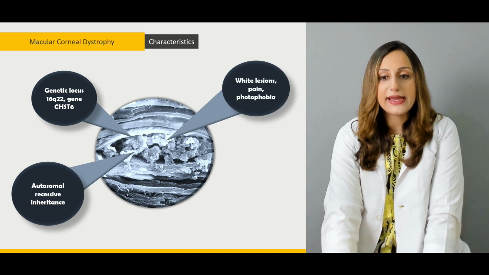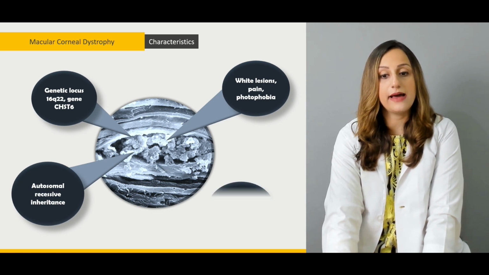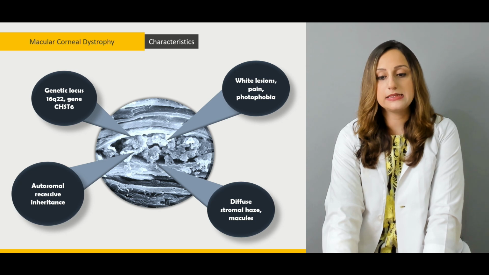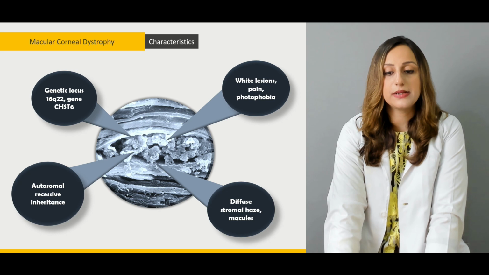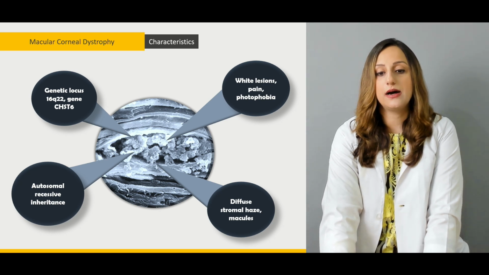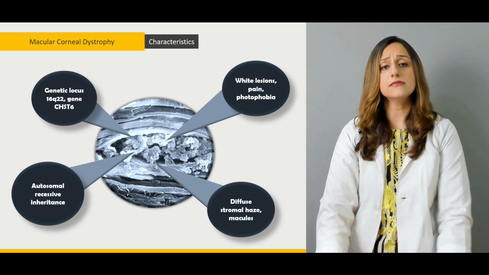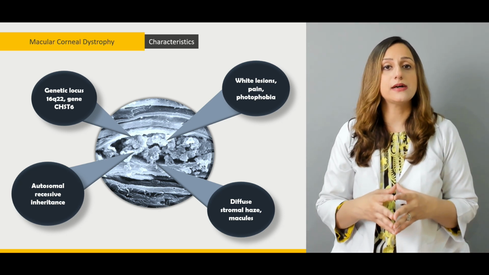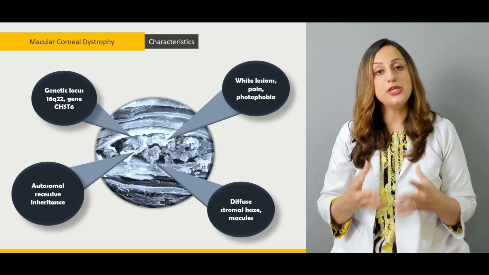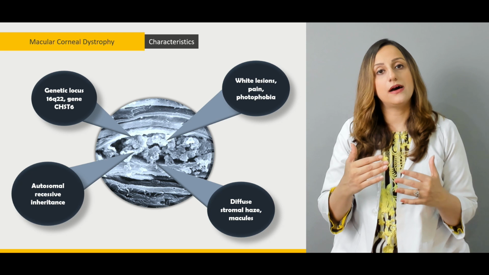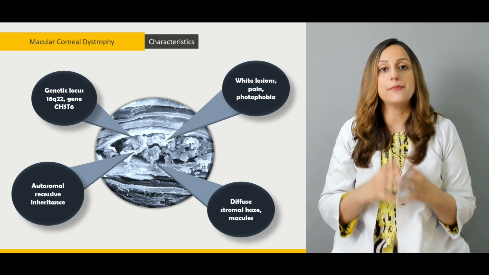They have the white lesions. The symptoms are going to be pain and photophobia. And then we have the diffuse stromal haze that is usually coupled with the macules noted in the corneal stroma. Usually when we have skin lesions, they are sometimes defined as papules, and if it is a raised lesion, a raised irritation, that is sometimes known as a macular region.